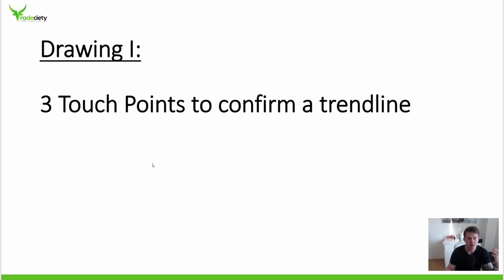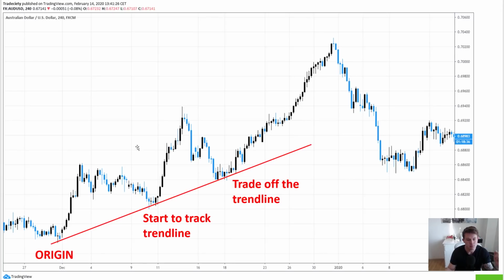So when it comes to drawing trend lines, it is usually very straightforward. The first very important point is that you need at least 3 touch points to confirm a trend line. You can always connect any 2 random points on a chart, so we need to have 3 touch points to confirm a trend line. It looks like this in practice.